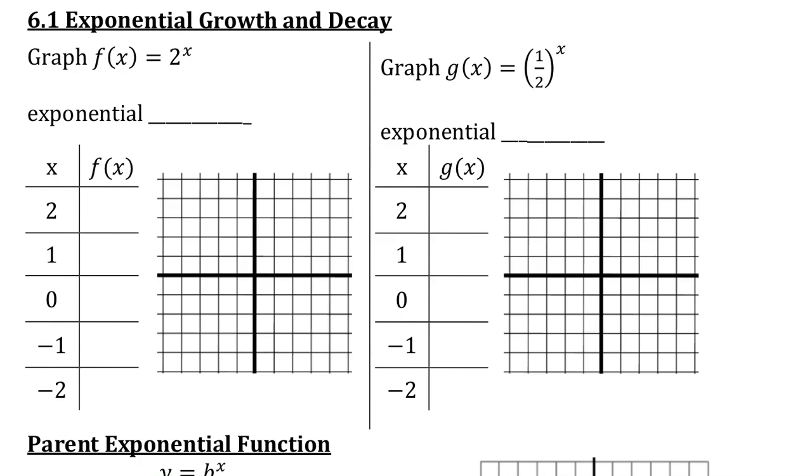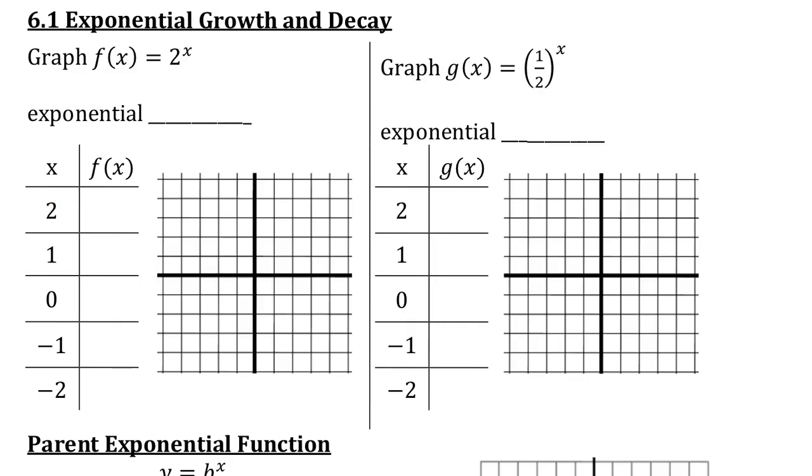Okay, chapter 6 is on exponential and logarithmic functions. So let's start with an exponential function. An exponential function is when the variable is in the exponent place, and that's why we call it exponential. We're going to graph f of x equals 2 to the x using a table so we can get the shape of the graph. And then we'll make some generalizations.